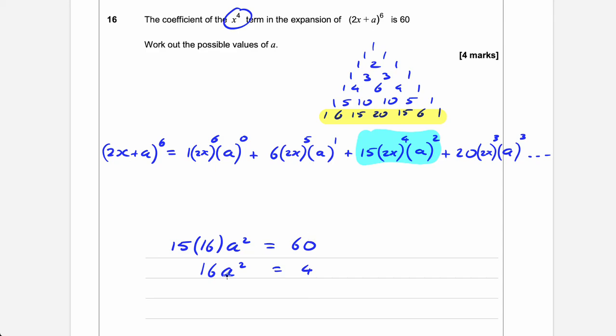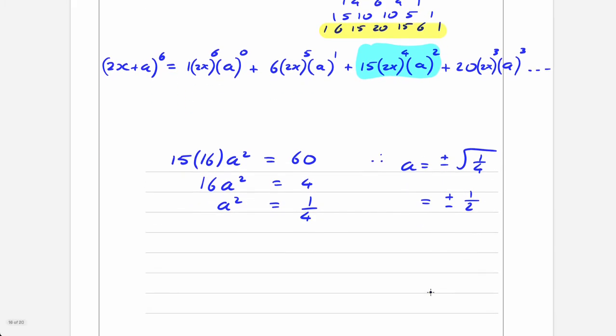And then let's just divide by 16. A squared is equal to 4 over 16, which is a quarter. And then if this is a quarter, a has to equal plus or minus the square root of a quarter. And the square root of a quarter, guys, is root 1 is 1. Root 4 is 2. So it's just a half. So it's plus or minus a half. Okay, that's question 16.